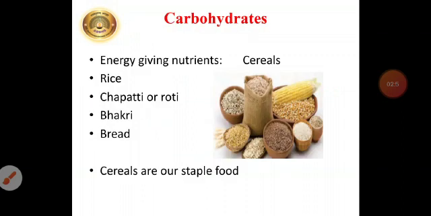First nutrient is carbohydrate. It is an energy giving nutrient. Our main need is energy. It is fulfilled by carbohydrates. So our diet includes a large proportion of cereals in the form of rice, chapati or roti, bhakri and bread. Cereals are a staple food. You know that daily we take these types of food.